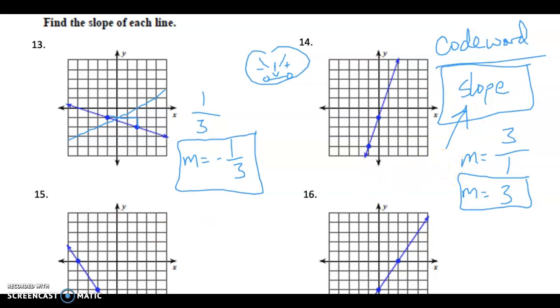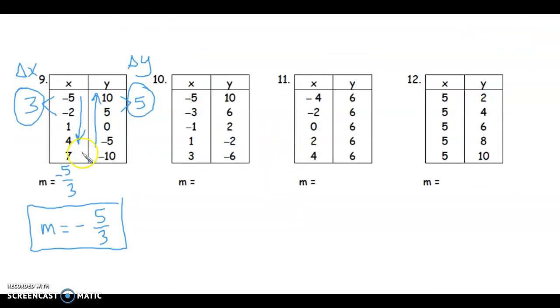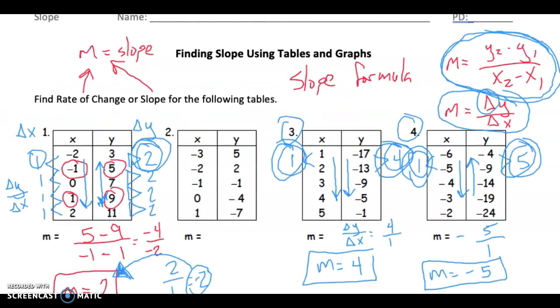All right, now I hope this video really helped you guys to refresh about finding the slope from a graph and then finding the slope or the rate of change from a table. Now again, you can use either the slope formula or you can use the first difference, the change in y divided by change in x. Use whichever one that you like the most, guys. All right, good luck.